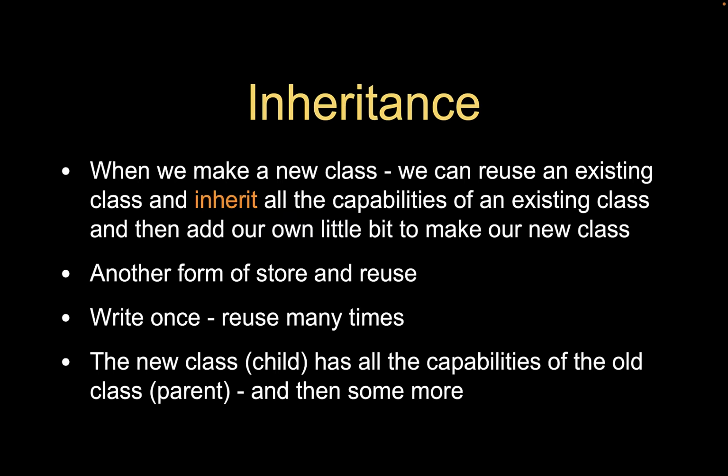Now, in this inheritance, the original class, the parent, is called the superclass. And the derived class, the one that inherits from the parent, the child, is called the subclass. But when you think of their capabilities, the child has more capabilities than the parent. And the last of the sentences on the slide says exactly that: the new class, the child, has all the capabilities of the old class, the parent, and then some more.